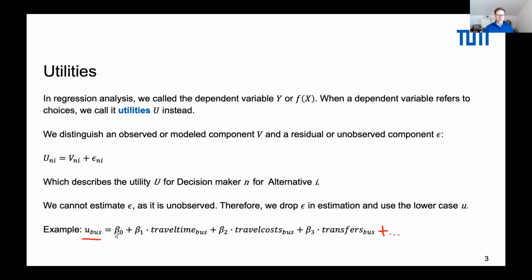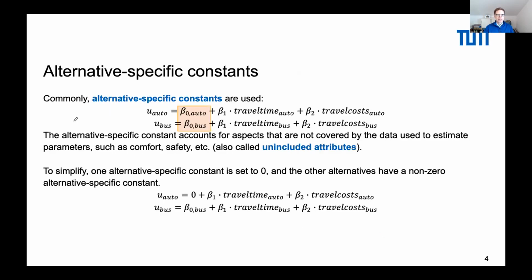Now, I just went over this quickly. We have this beta 0 because we know this already from regression analysis. This is our constant. We always have the constant, and the same is true here in discrete choice analysis. It's the so-called alternative specific constant. We call this a little bit differently. In regression analysis, it was simply the constant. Here we call it the alternative specific constant because it's a different constant for every option.